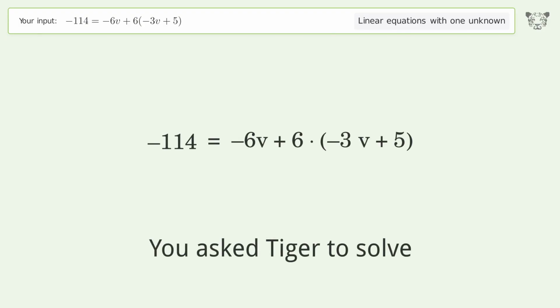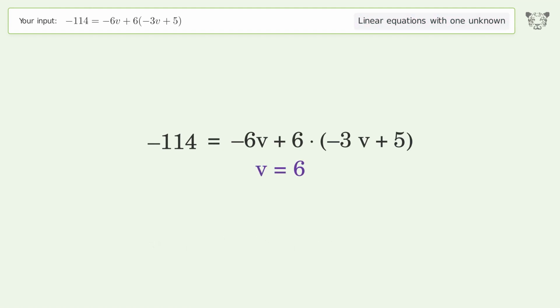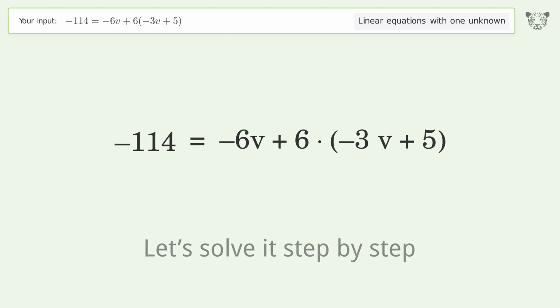You ask Tiger to solve this. This deals with linear equations with one unknown. The final result is v equals 6. Let's solve it step by step.